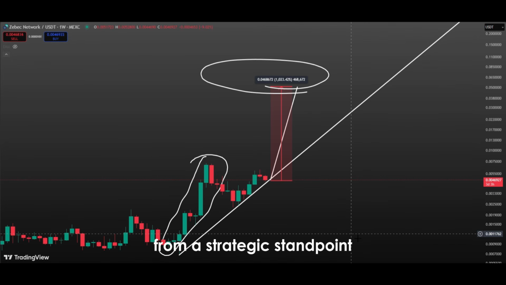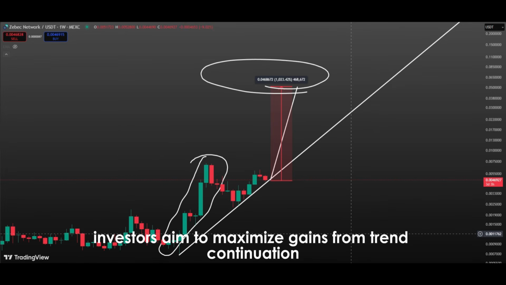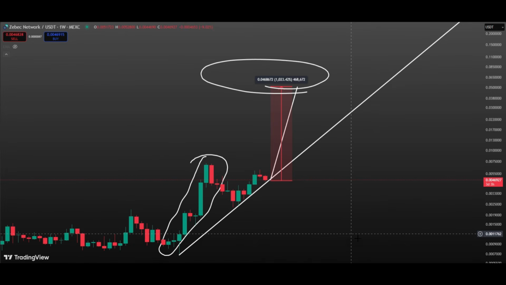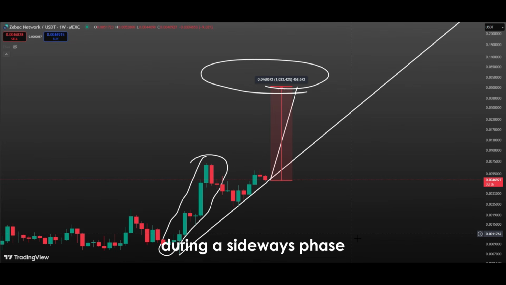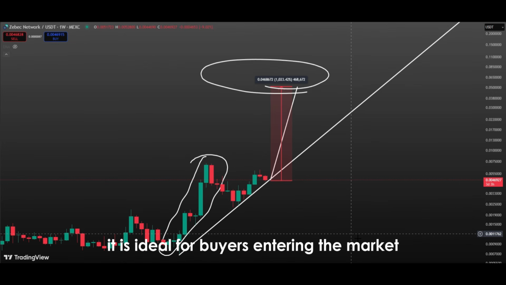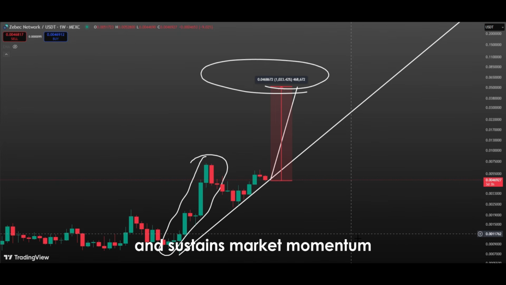From a strategic standpoint, horizontal phases offer critical opportunities for investors. By opening positions during consolidation, investors aim to maximize gains from trend continuation. If the price shows the potential for a movement similar to previous upward trends during a sideways phase, it is ideal for buyers entering the market and supporting the trend. This scenario increases the likelihood of a potential 10x rise and sustains market momentum.